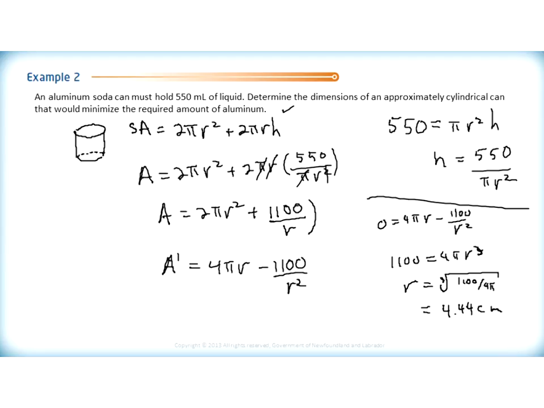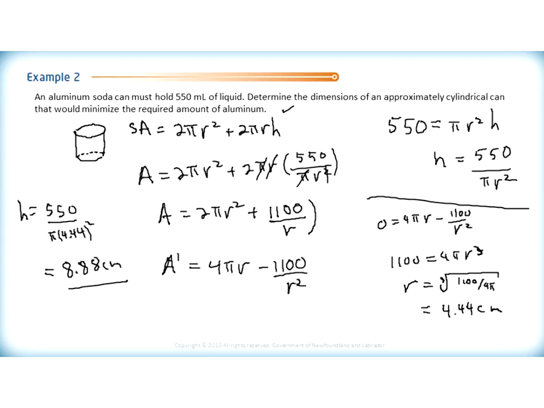It said determine the dimensions, so we better get the height as well. So the height is going to be 550 divided by pi times 4.44 squared. And any good calculator should tell us that that's about 8.88 centimeters. Okay, so what we have here is an aluminum can that has the same height and diameter because the radius is 4.44, so we double that.